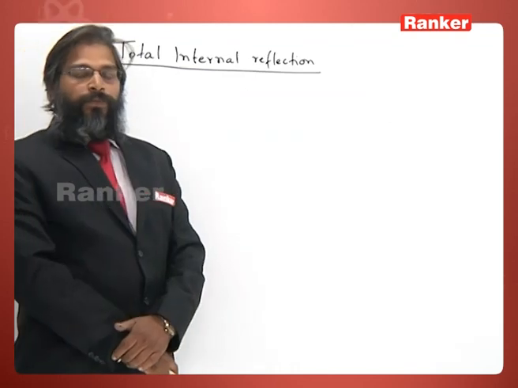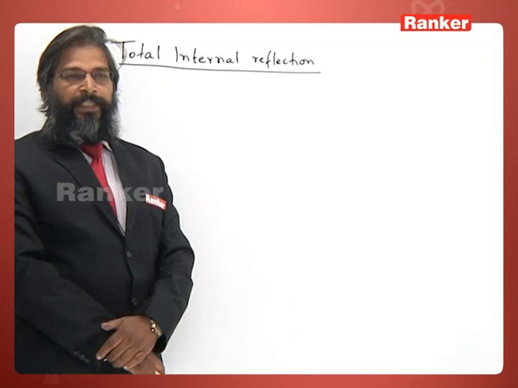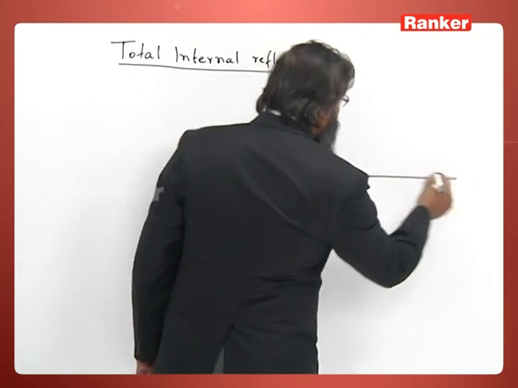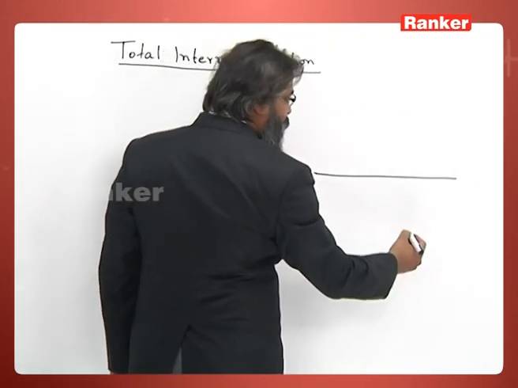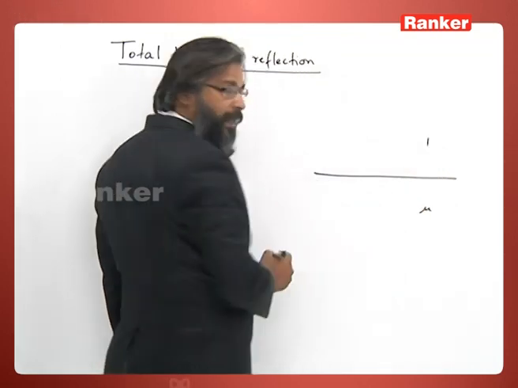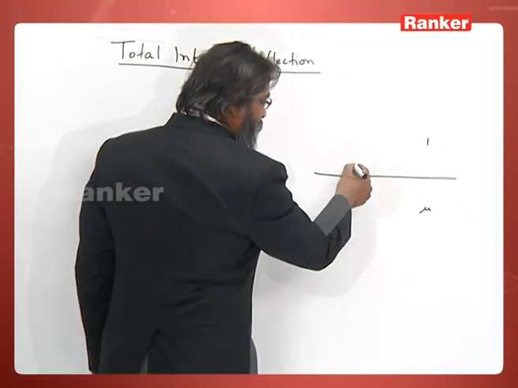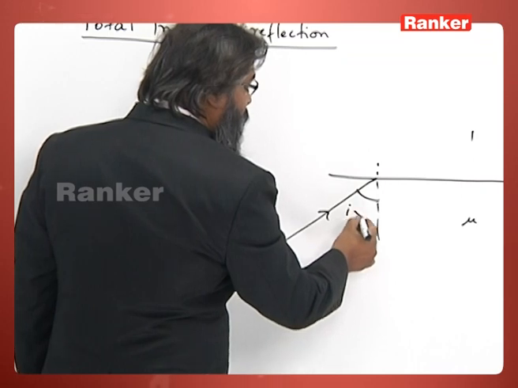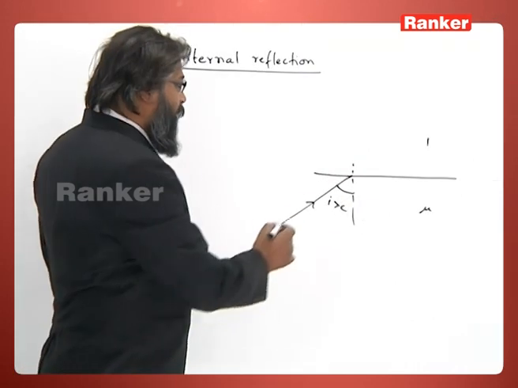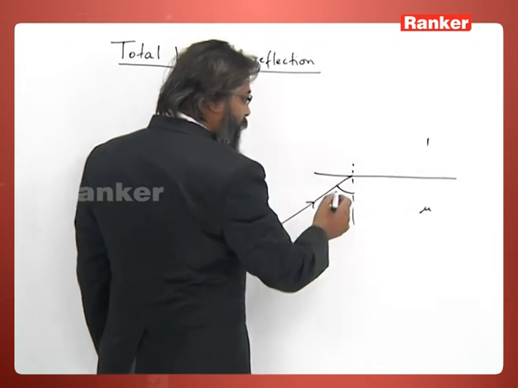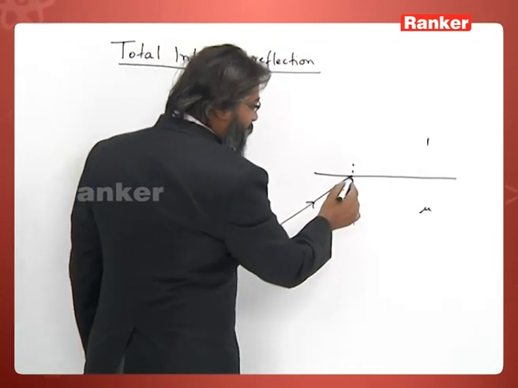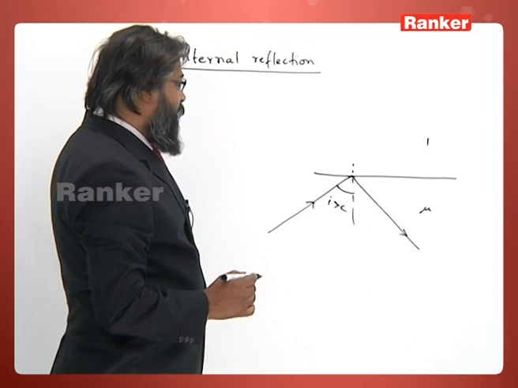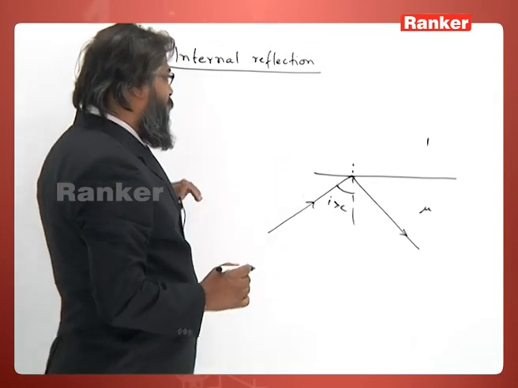Please note down. Now come to the phenomenon of total internal reflection. When a ray goes from a denser medium to a rarer medium such that the angle of incidence is more than the critical angle, this I is greater than the critical angle. For the critical angle, the ray just grazed out. Once the angle of incidence becomes greater than the critical angle, the ray simply gets reflected. This phenomenon is called total internal reflection.